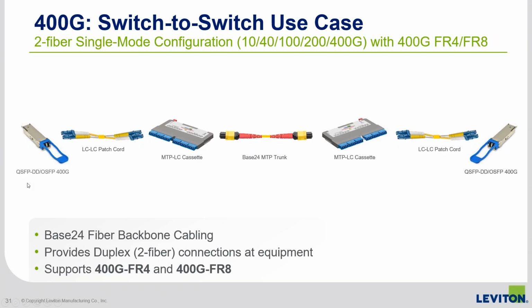So what you see here is on both ends the transceivers, the QSFP-DD or the OSFP, one of those. And this is really a duplex channel, right? This was supporting 400 gig FR4 or FR8. But bottom line is this same channel can be used for 10, 40, 100, 200, or 400 gig. So lots of options for this application.